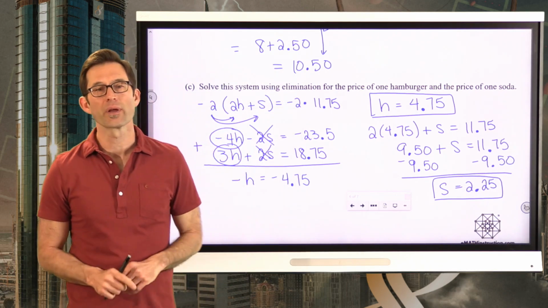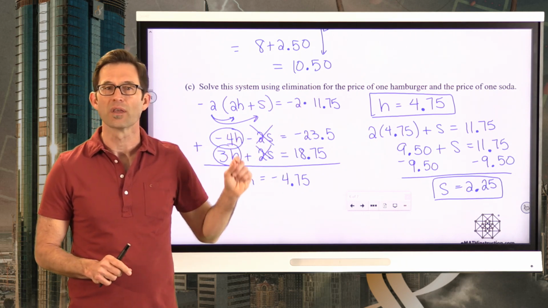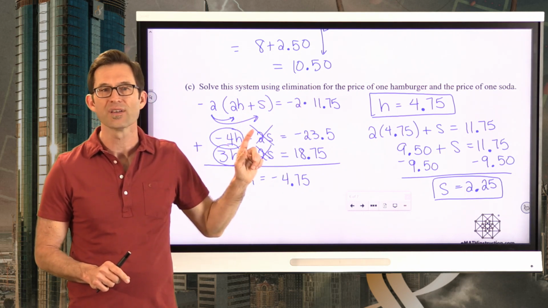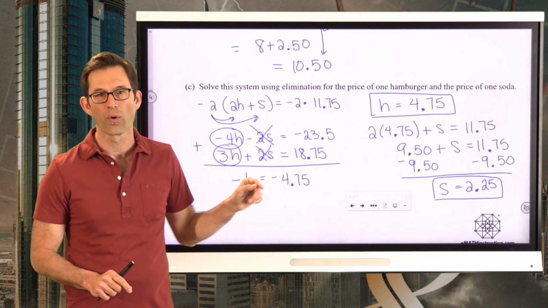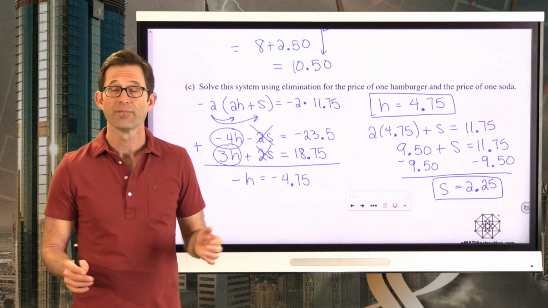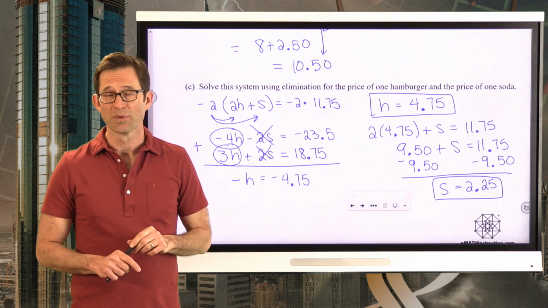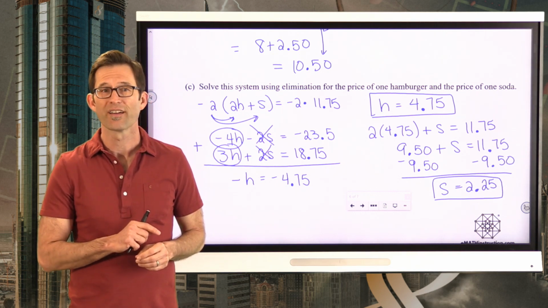Now this one's a little bit trickier because you've got a lot of negatives and you need those because you really want to eliminate the s. So in order to do that, I've got to get a -2s here, which then gives me a -4h and a -23.5. But that's it. You'll do a lot more modeling with systems of equations when you get into Algebra 1, hopefully next year.